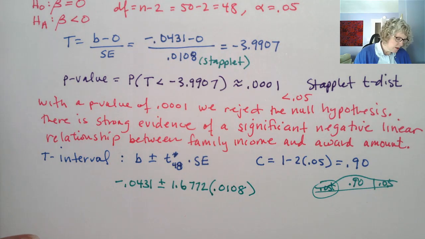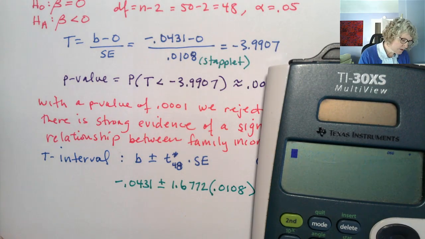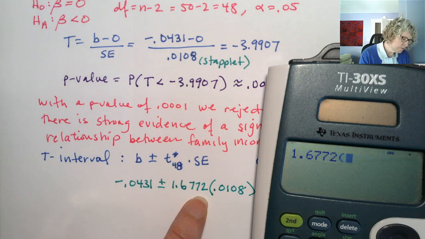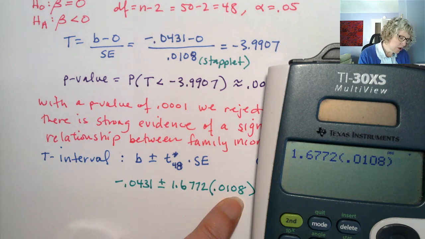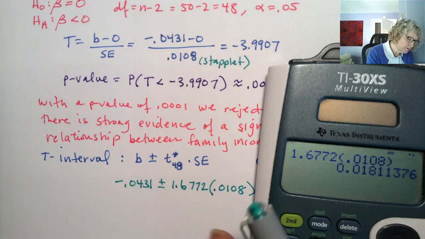Okay, so that is our confidence interval, and you can use Desmos, of course. These are not too many calculations, so I'm just using my calculator. 1.6772 times 0.0108. So together that's the margin of error. I like to do that first. And it looks similar, but a little bit different.